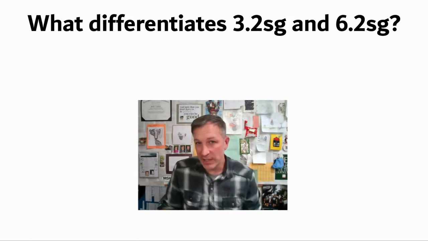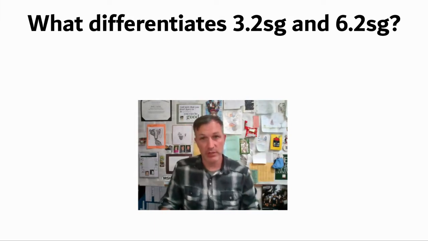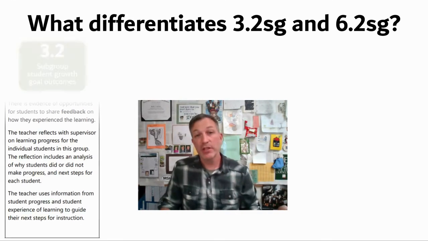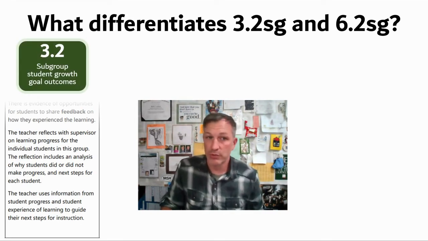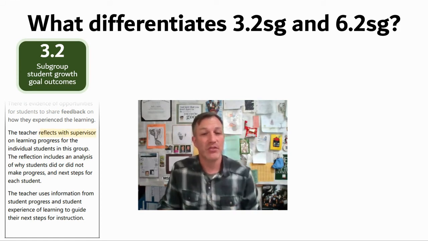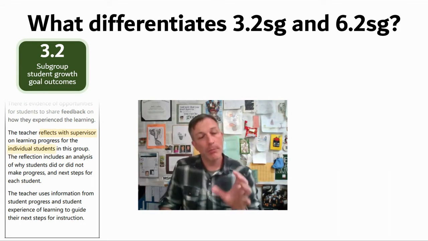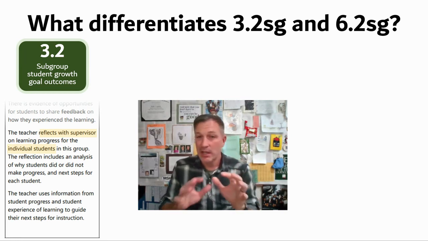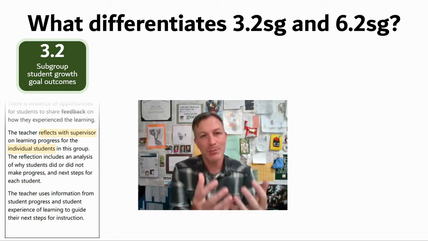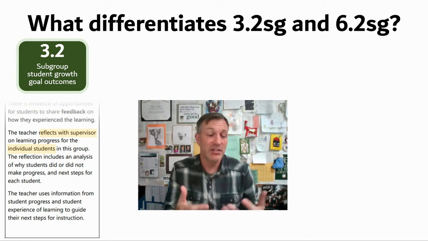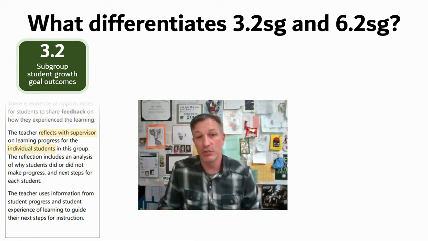So, what differentiates the student growth goal rubrics 3.2 and 6.2? We've already identified those elements that are common. When we look at the 3.2 subgroup student growth goal outcomes, part of the key here is that we reflect with our supervisor on the progress of individual students within the group. The whole point of differentiation in 3.2 is that we're examining individuals. Yes, we may have a subgroup, but that group is composed of individuals. And our goal is that individual student growth and considering and reflecting upon those individual kids.